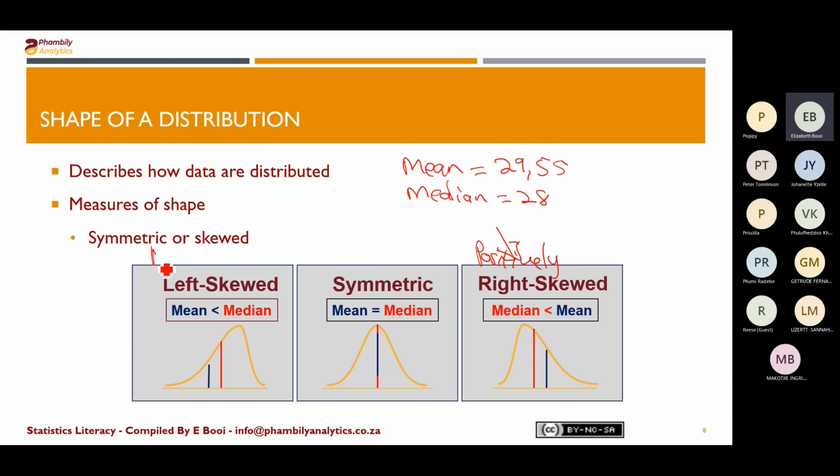And this side, we say it is negatively skewed. And that is because the tail tends to go to the negative side. And this side, the tail goes to the positive side. So always remember that.